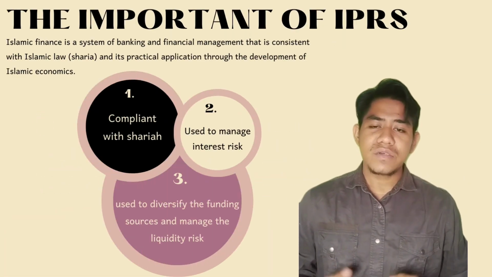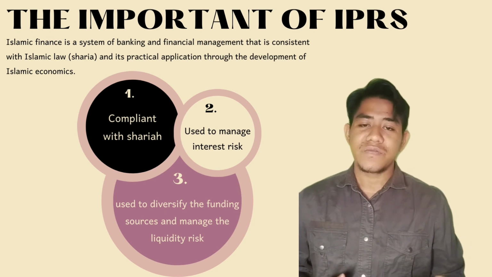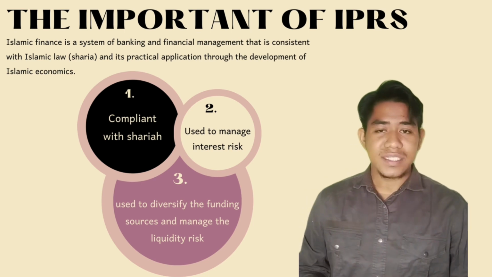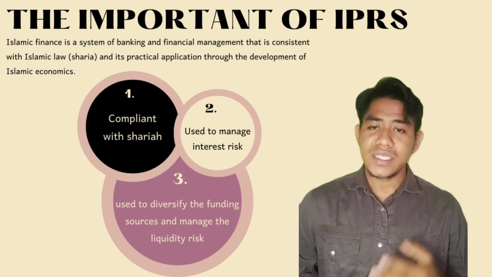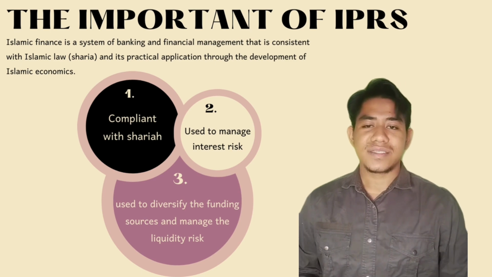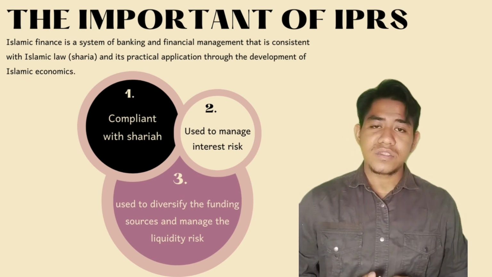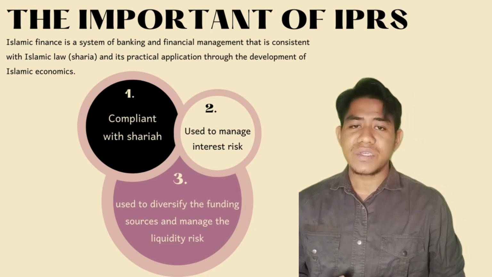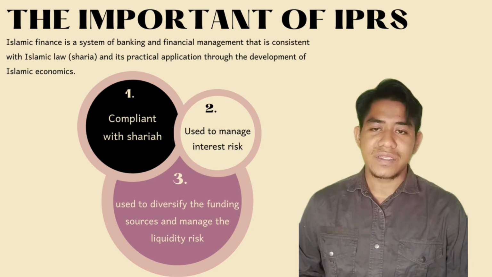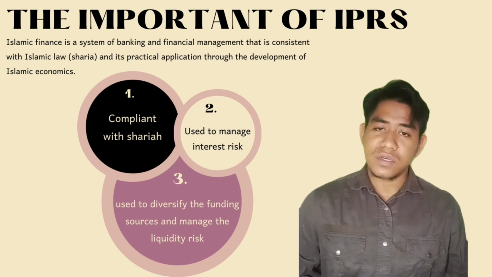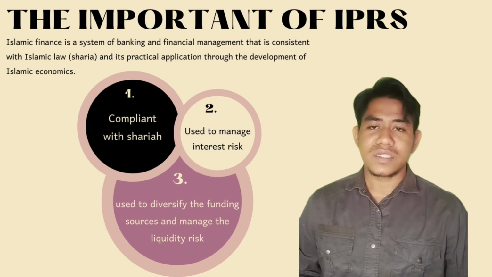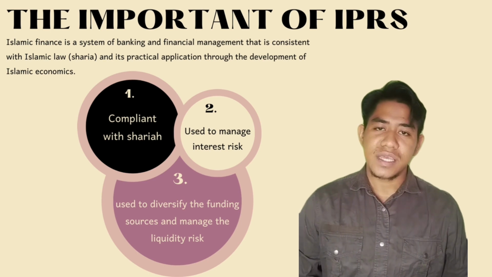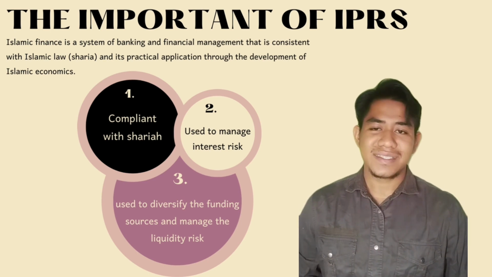At this part, we will go through the importance of Islamic profit rate swaps. First, IPRS is compliant with Sharia teachings. Therefore, it can be used by Islamic finance institutions and investors. Second, IPRS also can be used to manage interest rate risk in a way that is consistent with the principle of risk sharing and mutual benefit. Furthermore, the last importance of IPRS is that it can be used as a way for Islamic financial institutions to diversify their funding sources and manage their liquidity risk.